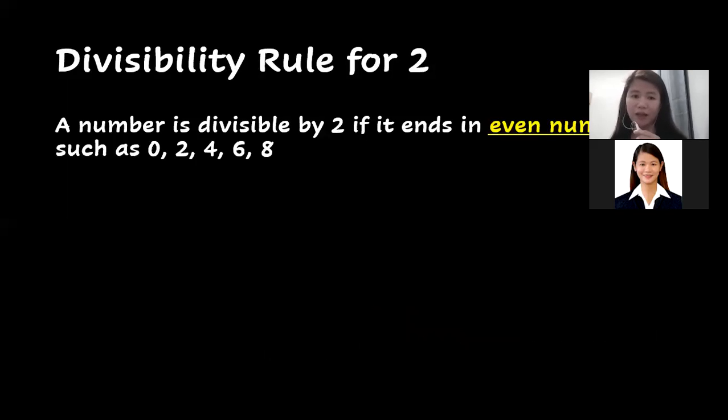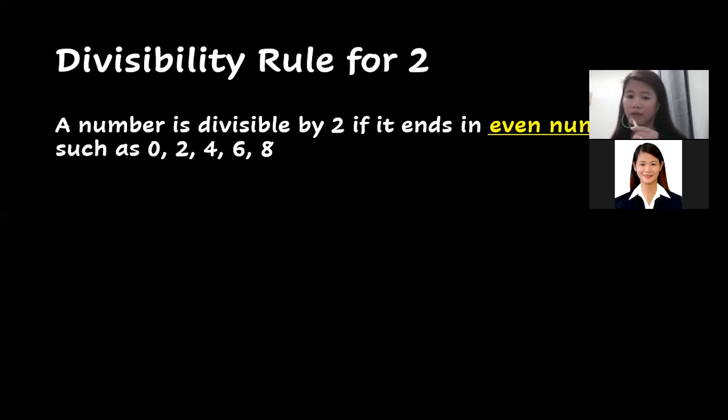So let us start with divisibility rule for 2. Madali lang po yan. Ang gagawin po natin ay aalamin ang divisibility ng numbers na hindi na tayo kailangang mag-compute. Paano natin masasabi na ang isang number ay divisible by 2? Simple lang. A number is divisible by 2 if it ends in an even number.